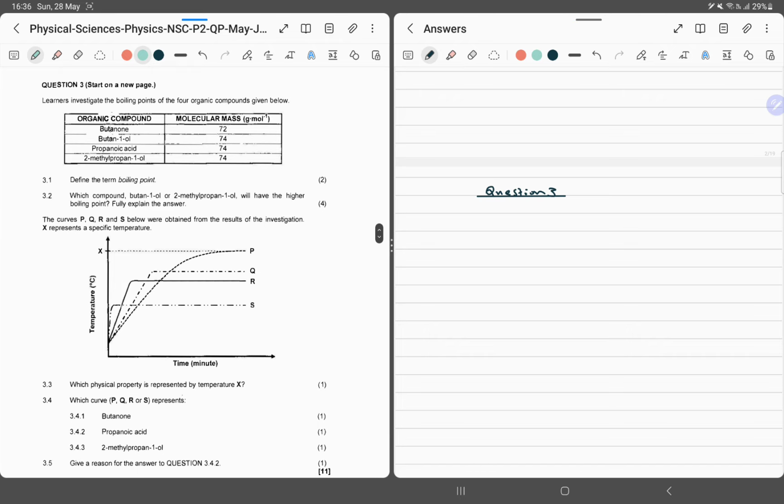Question 3 says, okay, learners investigate the boiling points of the 4 organic compounds given below. So we've got butanone, which is a ketone. Then we've got butane 1-ol, which is the primary alcohol. And we've got propanoic acid, it's a carboxylic acid. And then we've got 2-methyl propane 1-ol, so it's a branched primary alcohol. Okay, so what is the story here?